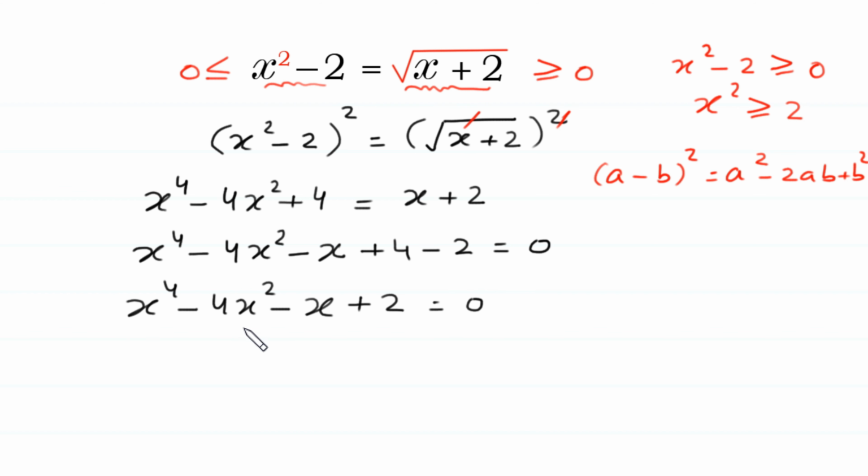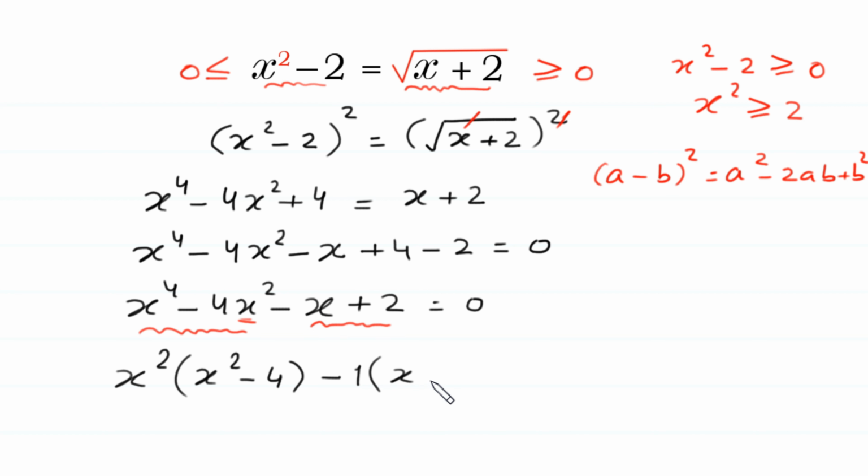Next, from these two terms, x⁴ - 4x², we can factor out x². x² times, in brackets, x² - 4. And from these two terms, -x + 2, we can factor out -1. Minus 1 times, in brackets, x - 2 is equal to 0.